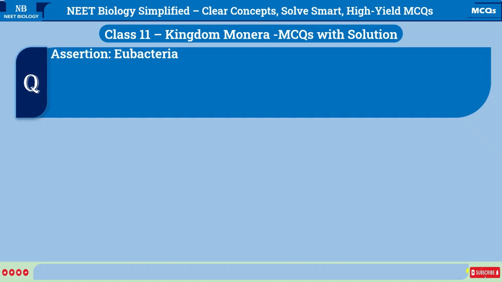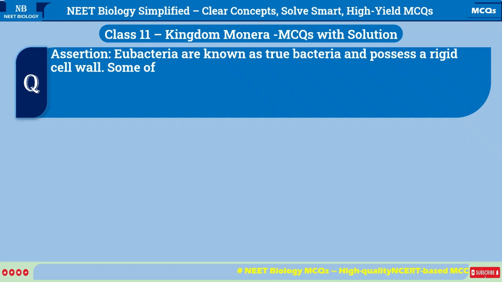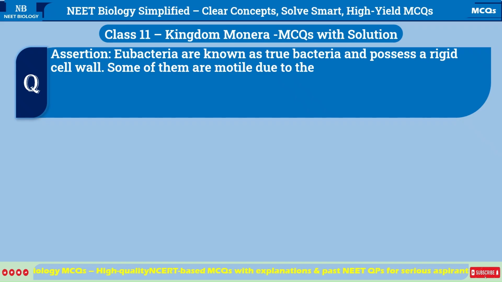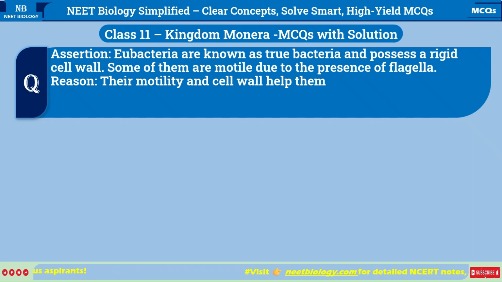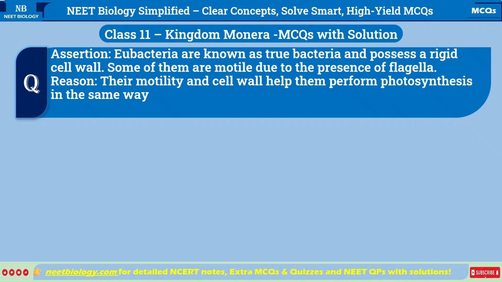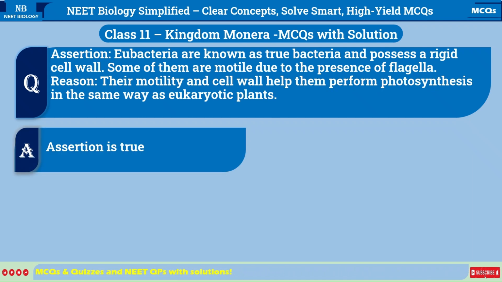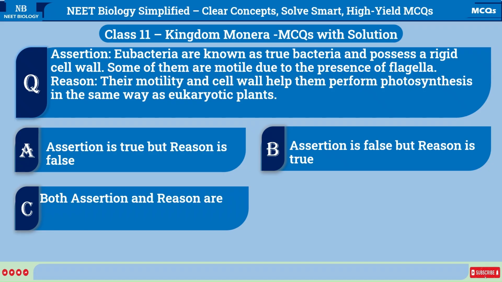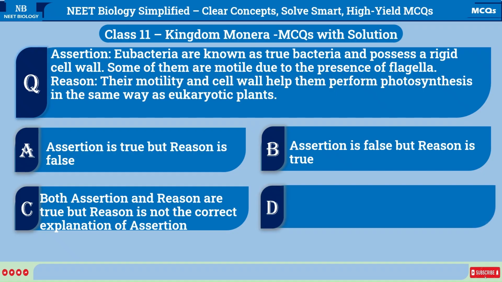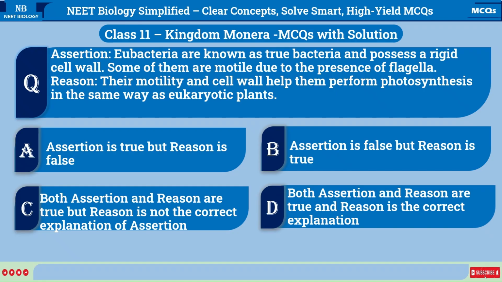Assertion. Eubacteria are known as true bacteria and possess a rigid cell wall. Some of them are motile due to the presence of flagella. Reason. Their motility and cell wall help them perform photosynthesis in the same way as eukaryotic plants. A. Assertion is true but reason is false. B. Assertion is false but reason is true. C. Both assertion and reason are true but reason is not the correct explanation of assertion. D. Both assertion and reason are true and reason is the correct explanation of assertion.